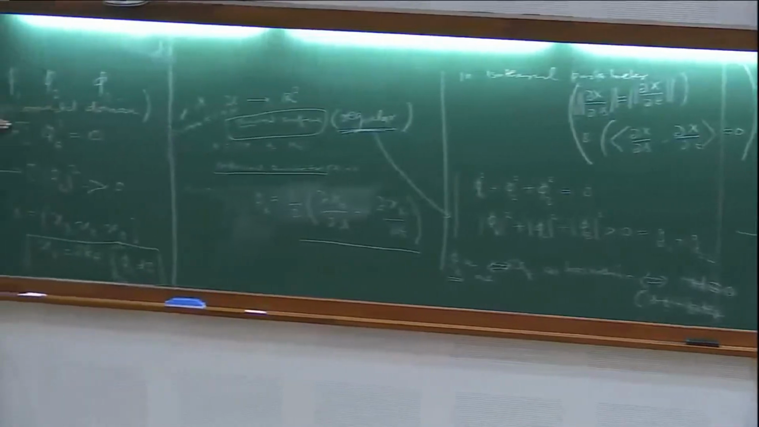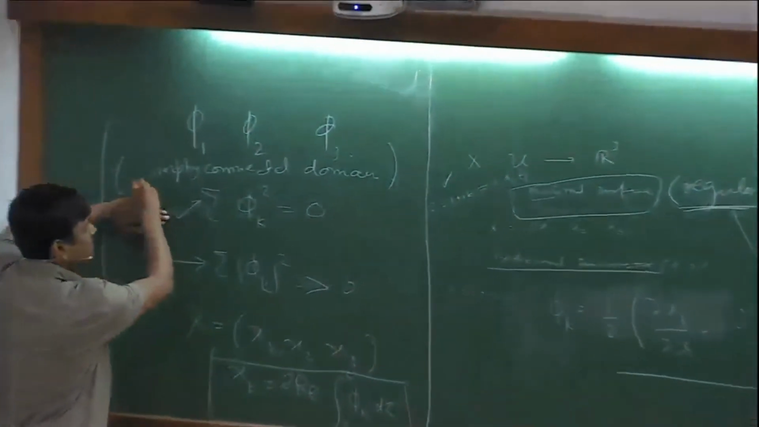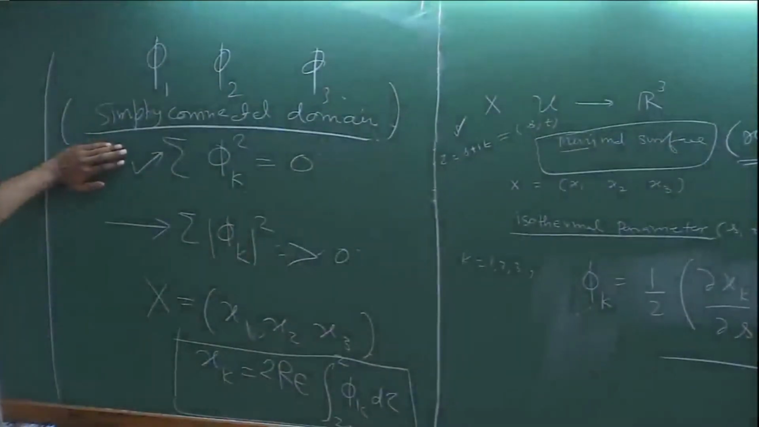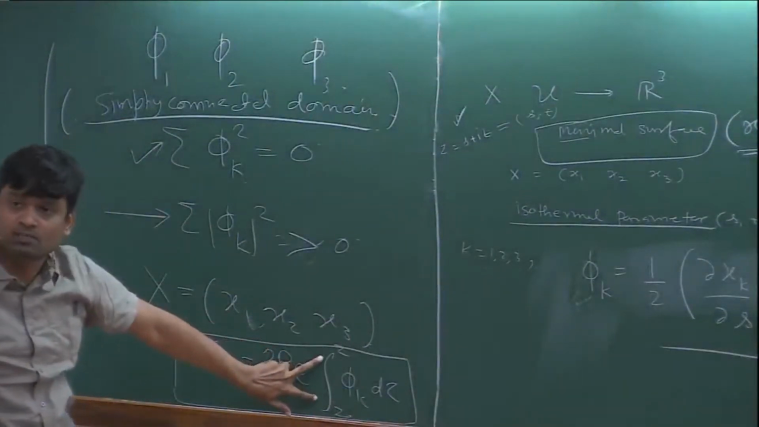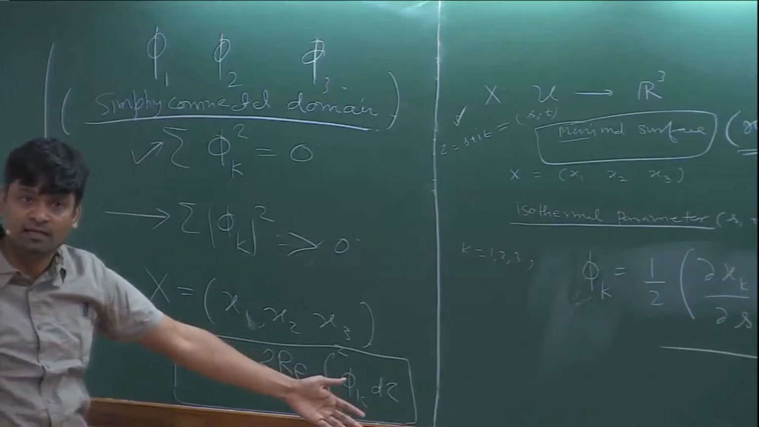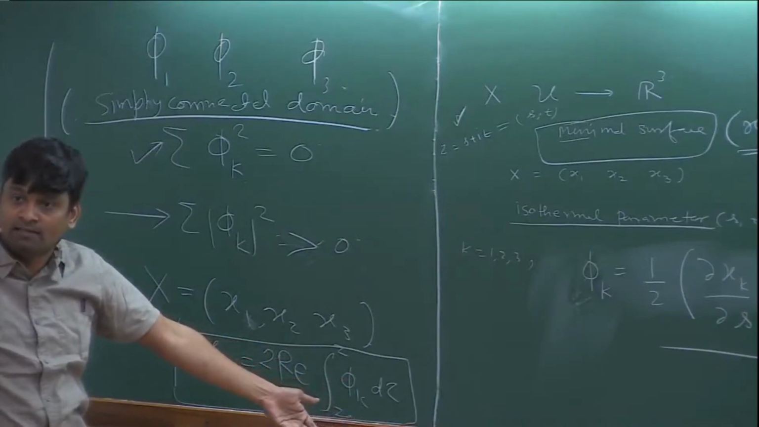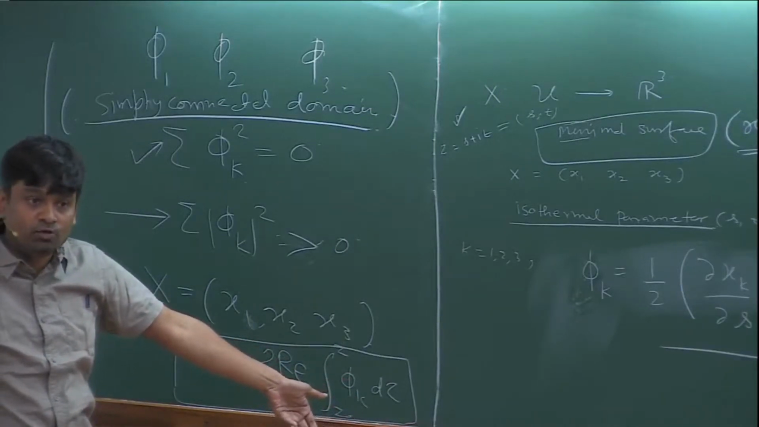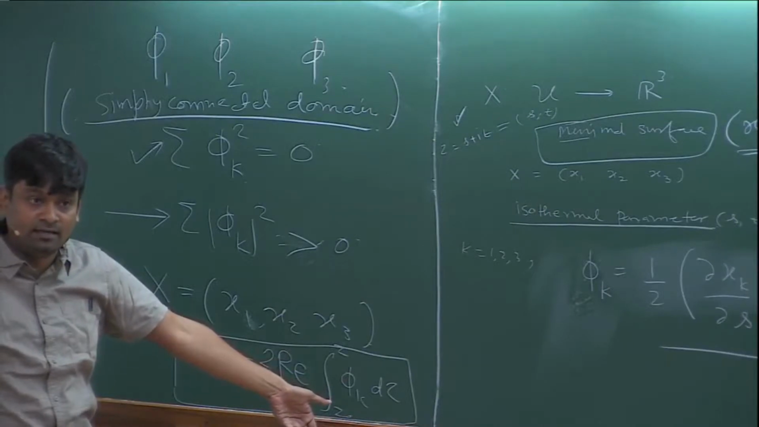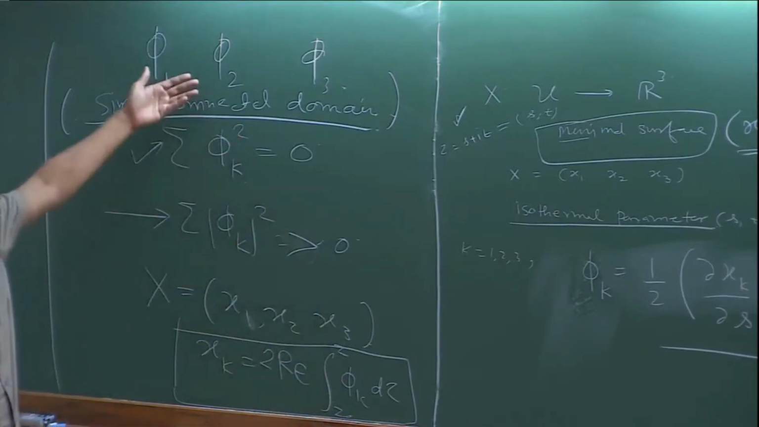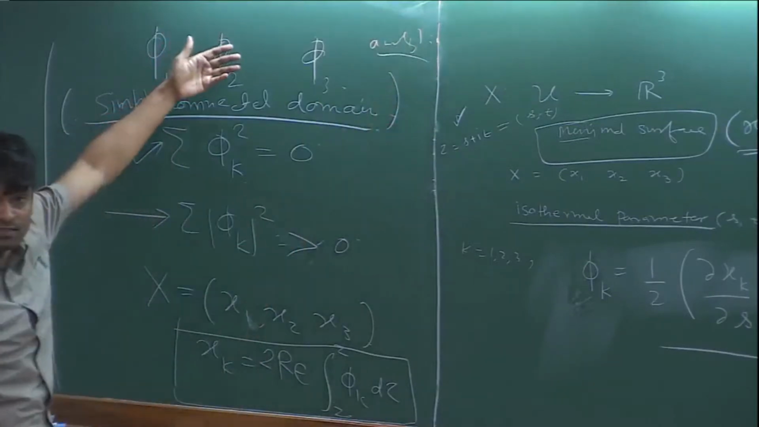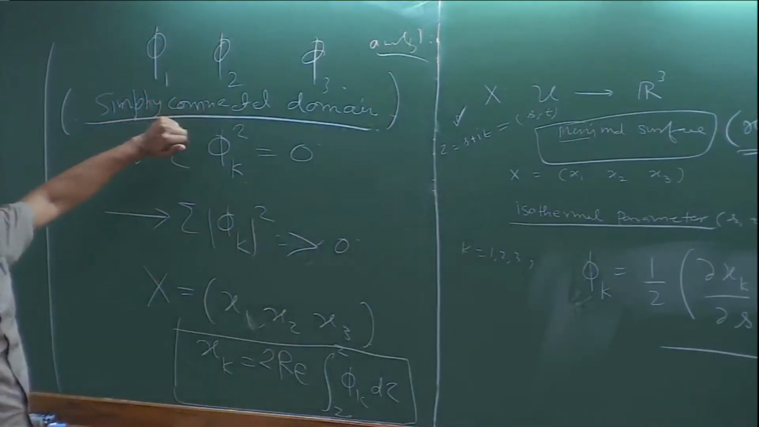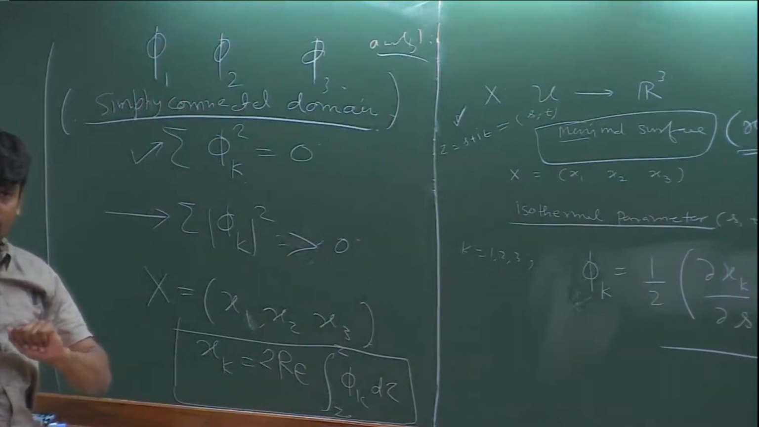See here, simply connected. What is the importance of this? I started from a map from a simply connected domain, because of this the integral makes sense. What do you mean by the integral from z0 to z of phi k dz? It means you are integrating along any path, and you are assuming that this integral is path independent. The phi k's are analytic functions, so you can start from those phi k's.